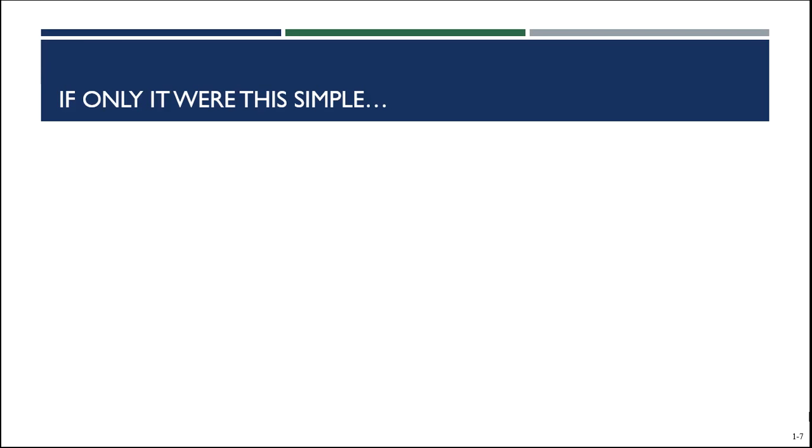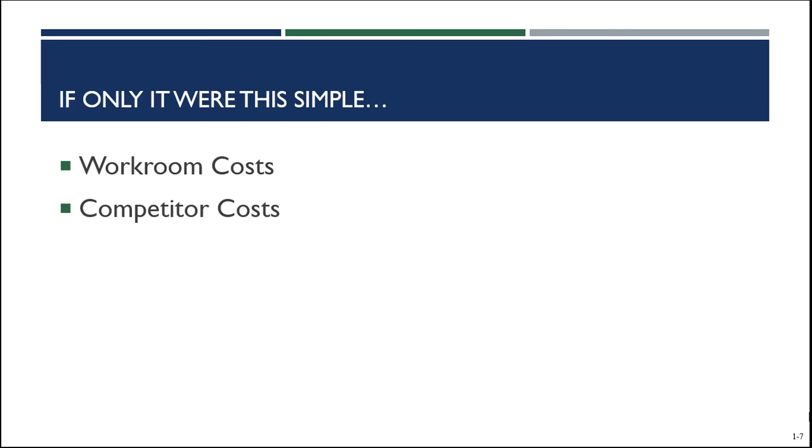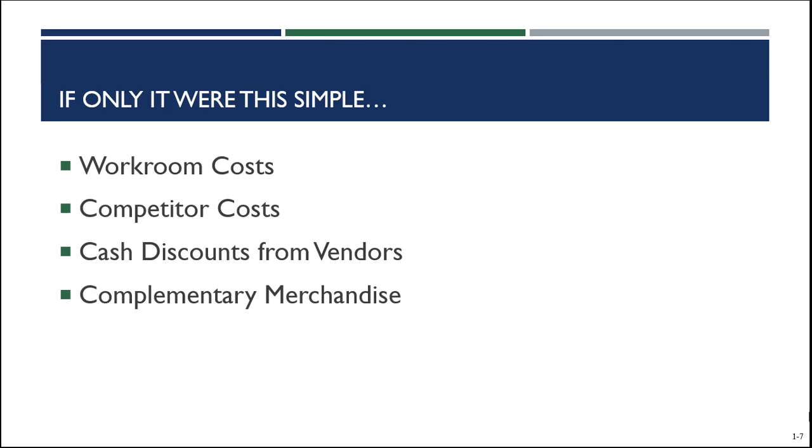It's not always this simple. Sometimes retailers have to adjust prices after that initial markup. So there's other factors they have to consider. Other factors that retailers have to consider when setting retail prices are workroom cost. Workroom costs include things like assembling a grill that they set out for sale or altering a suit that's purchased by a customer. Retailers have to consider competitor costs. They also have to consider those cash discounts from vendors. Remember the markdown money we talked about earlier this semester? That's considered when setting prices. And then we also have to think about our complementary merchandise and how that's priced.